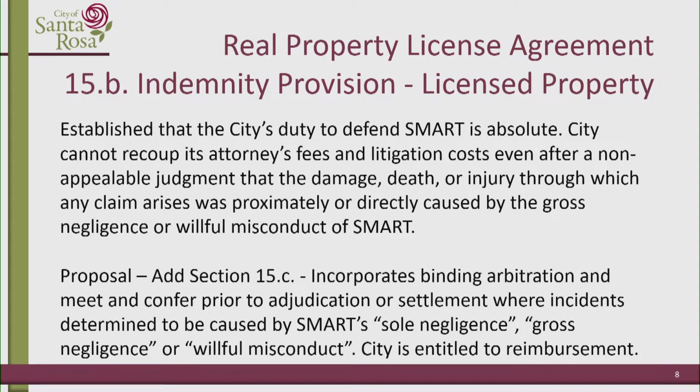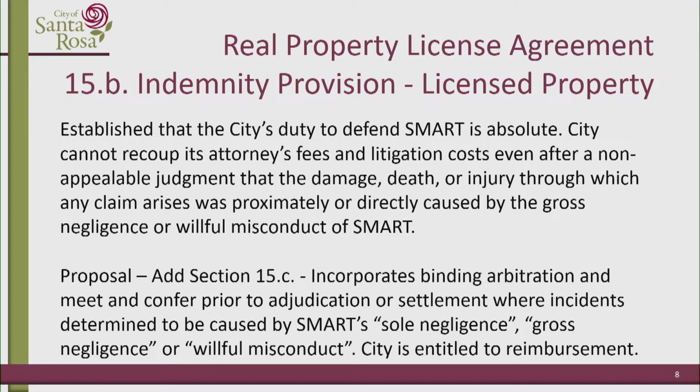Those were the key pieces on the real property license agreement. SMART has evaluated this, and from their staff perspective, they agree and concur with the language that's in there. We, at the city side, have evaluated this carefully and are making a strong recommendation that this language is reasonable and appropriate in order to move this project along.